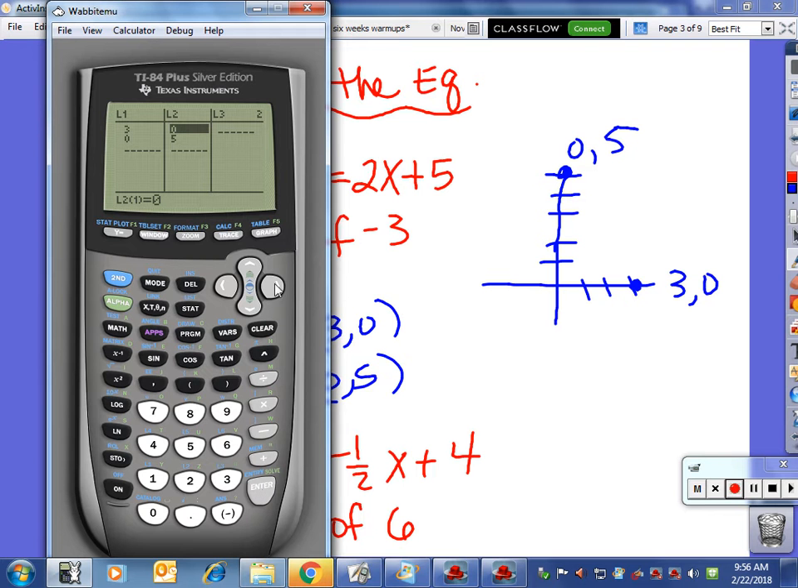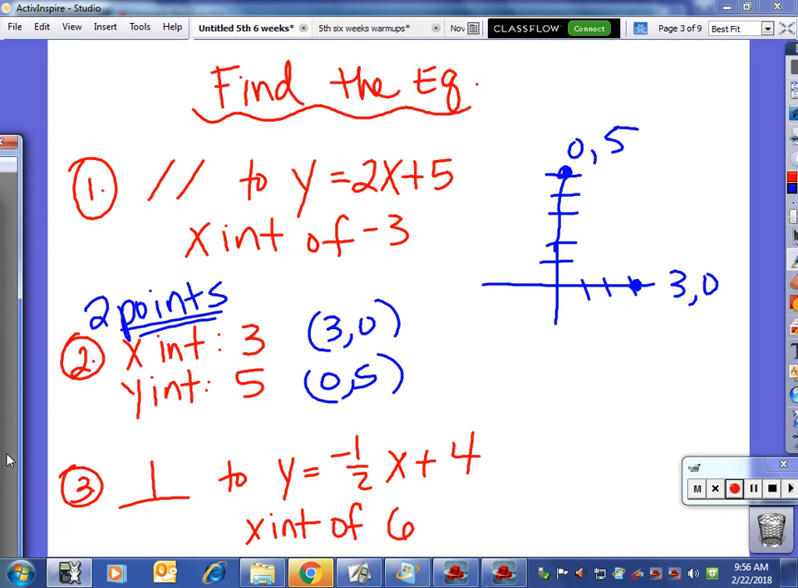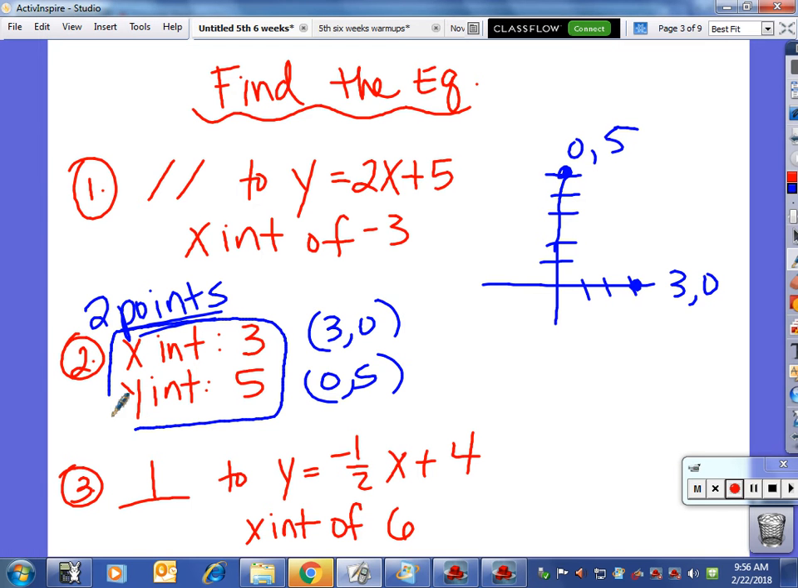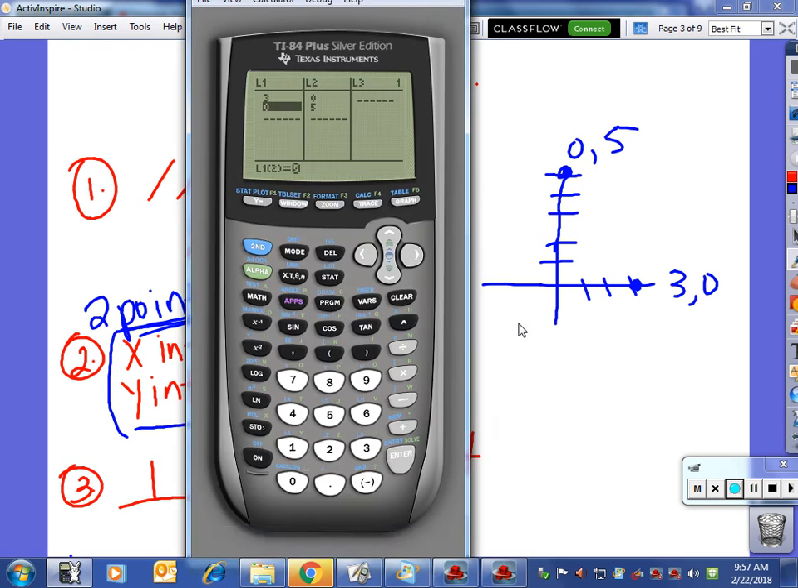There's (3, 0) and there's (0, 5). So I can give you 2 points lots of ways. I can give it to you just by telling you the 2 points. I can give it to you from a picture. Or I can give it to you like I did here, telling you about intercepts, because that's as good as telling you a point. And once I know my 2 points, I go to Stat, Edit, put them in there.